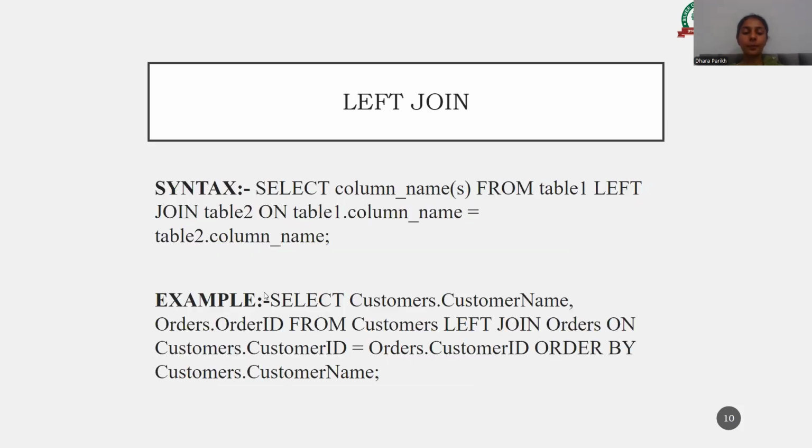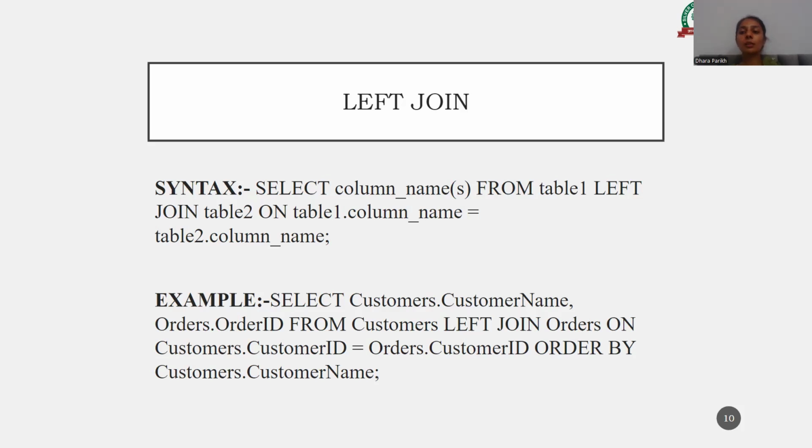Okay, so here is the syntax: select column name from table name, left join table 2 on table 1 dot column name equals table 2 dot column name. Here is an example: select customers dot customer name, orders dot order ID from customers left join orders on customers dot customer ID equals orders dot customer ID, order by customers dot customer name.